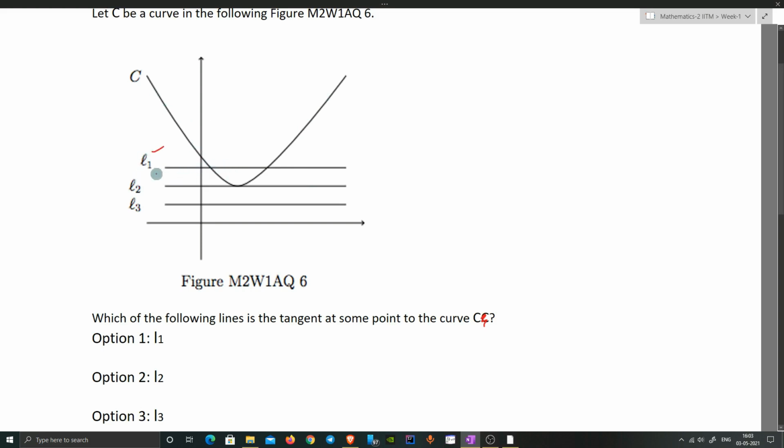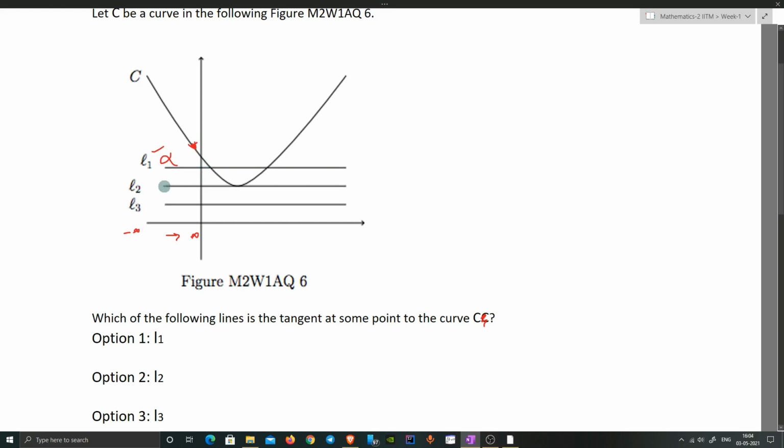Here this line intersects this curve at 2 points, right? And also at any of the intersection points, this is not in the direction of the graph. Let's say this is the direction of the graph, if you are moving from minus infinity to plus infinity. But the line is horizontal, right? So this is making an angle with the graph. Here also this line is making an angle with the graph. So the first option, that is line 1, is not a tangent.